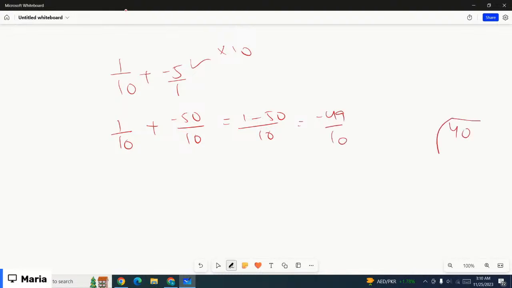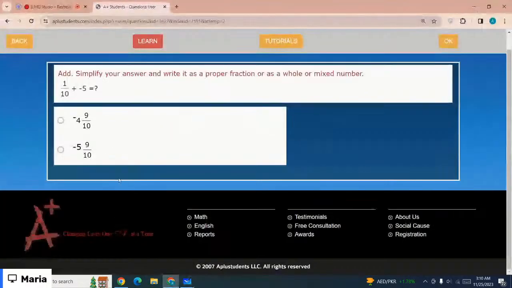So when you divide 49 by 10, 10 times 4 is 40. So it is negative 4 whole 9 over 10. So the correct option is negative 4 whole 9 over 10. Option 1 is the correct option, right?